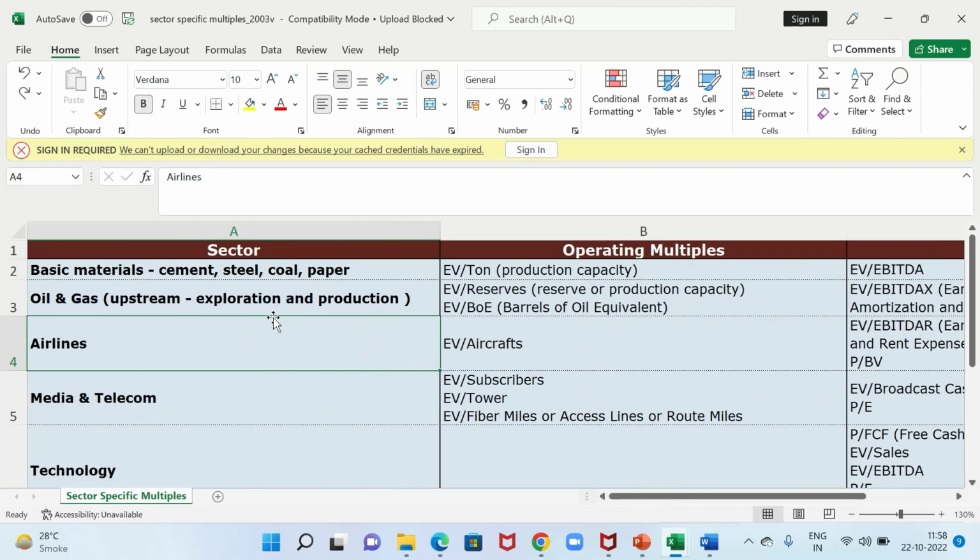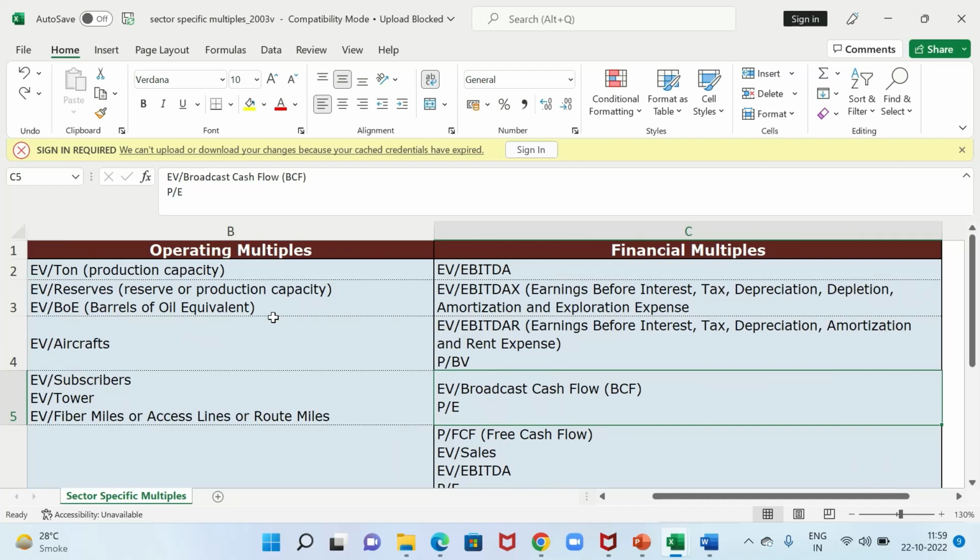Price by book value. Telecom: EV by subscriber, EV by towers, EV by fiber miles, EV by operating capacity for data centers. EV by free cash flow, AFFO, adjusted funds from operations, price by FFO, price by equity, EV by EBITDA again.